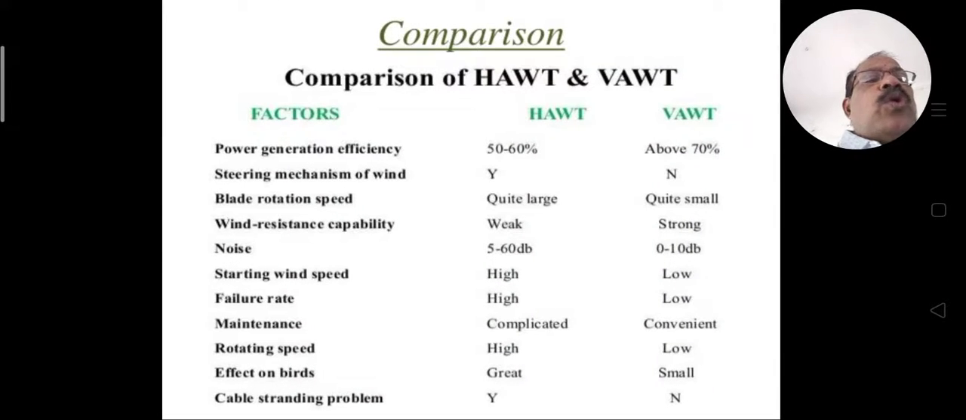Comparison between horizontal axis wind turbines, HAWT, and vertical axis wind turbines, VAWT. Here are some factors. There is a comparison between these two. Some properties and factors: power generating efficiency is 50 to 60% in horizontal and above 70% in vertical. Steering mechanism of wind: yes for horizontal, no for vertical. These are some comparisons between the factors of the horizontal and vertical axis systems.